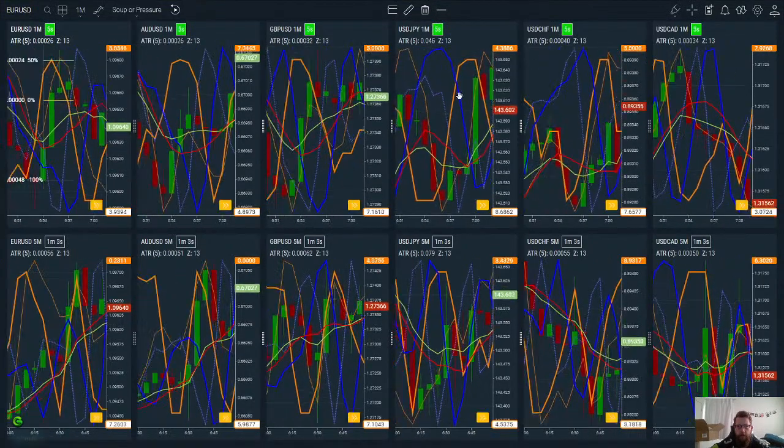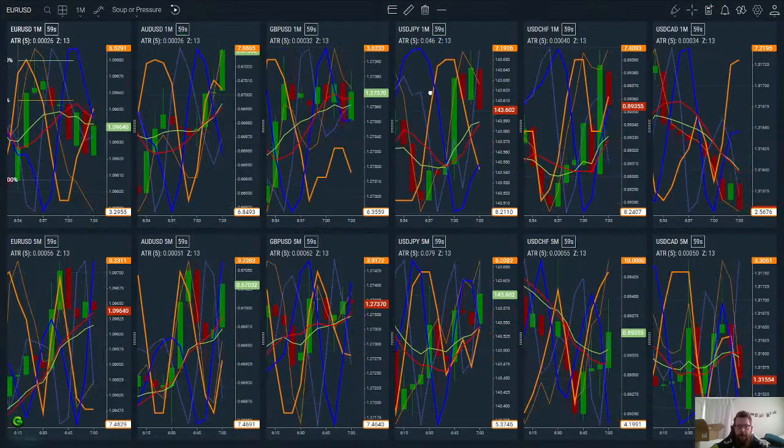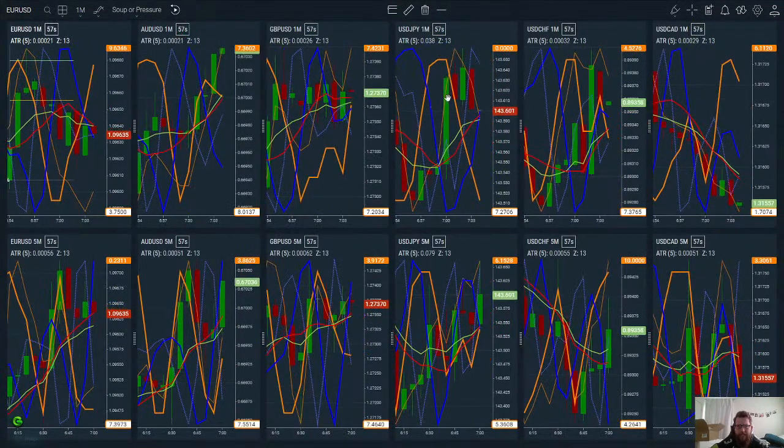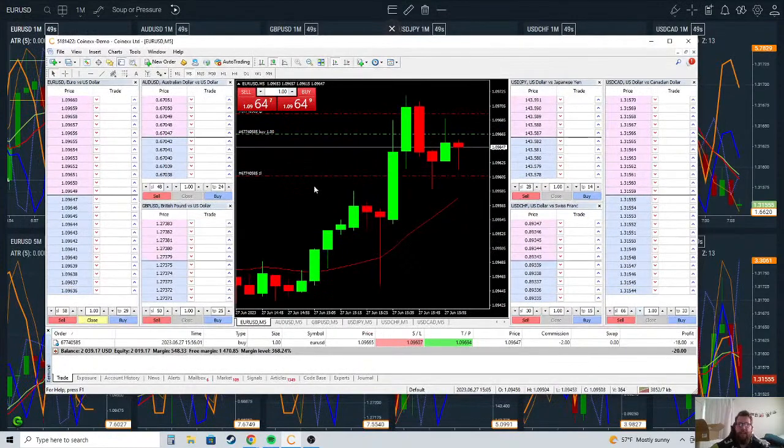We had a hard time staying above this area of resistance on the yen here. And then this is the actual screen that I take my trades on. So this is just MetaTrader 4.